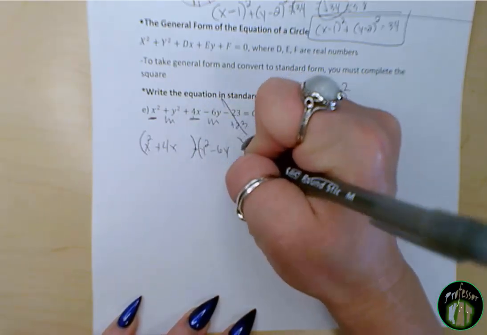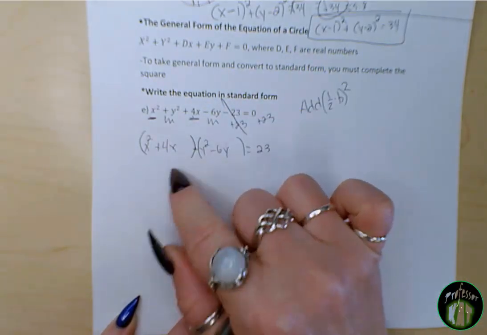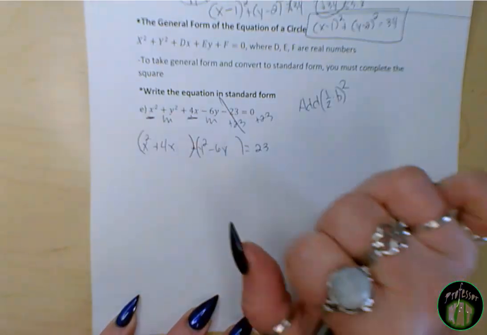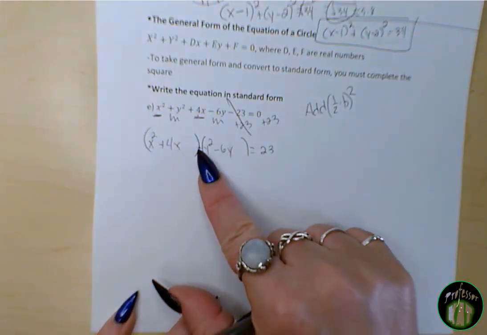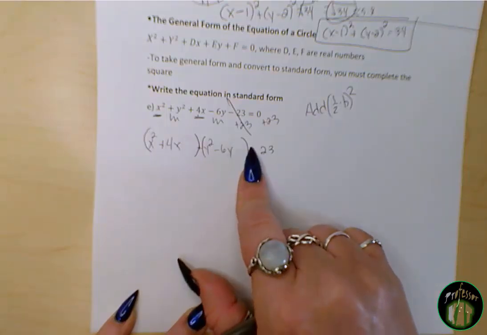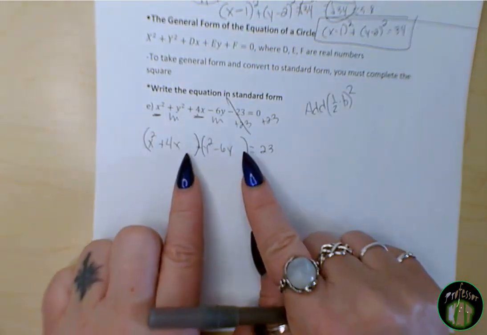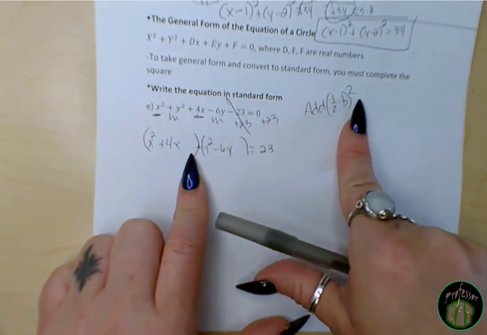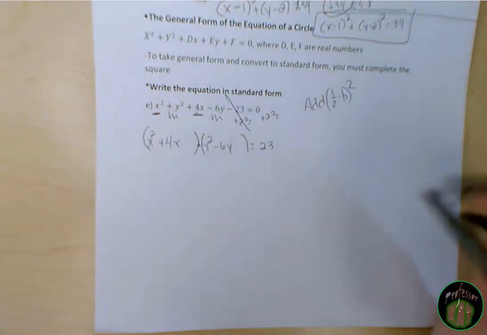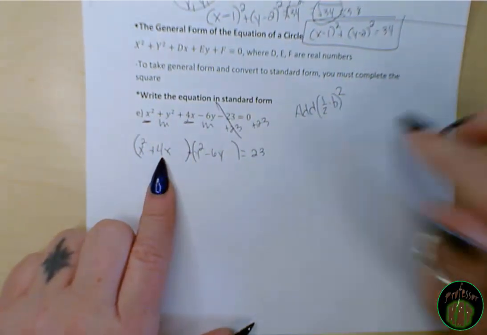We want to complete our trinomial here. We want to create a trinomial with our x's, x squared plus 4x plus some number. Again, the same thing with our y's, y squared minus 6y plus or minus some number here. Now that number that we're going to add in is going to be done by completing this little mini formula here. So 4 is going to be b here.